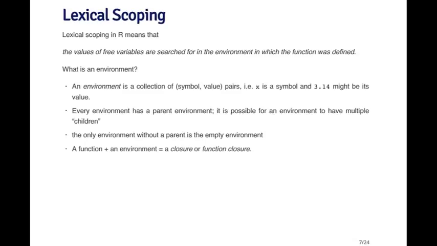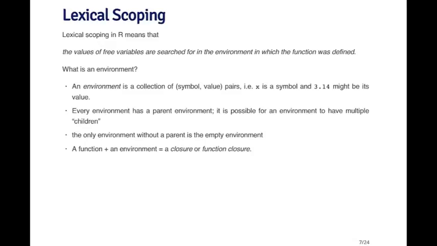And so every environment, which is a collection of these symbol value pairs, has a parent environment. So it's kind of like the environment that sits on top of it, that it inherits from. And it's possible for an environment to have multiple children. So there might be one parent environment and many children environments. And there's only one environment without a parent, and that's the empty environment.